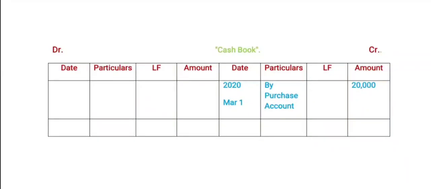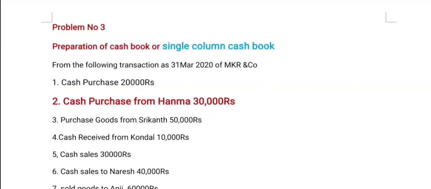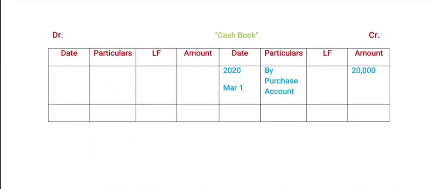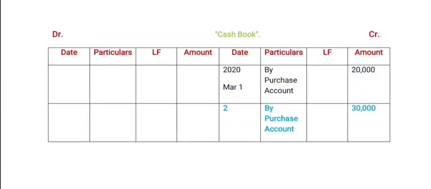Now we are going to another transaction. 2nd March, cash purchase from Hanma 30,000 rupees. We are going to prepare the cash book. Purchase is always debit, so we are coming to the cash book credit side. Now take the date column, 2nd March, by purchase account 30,000 rupees, according to the given transaction.